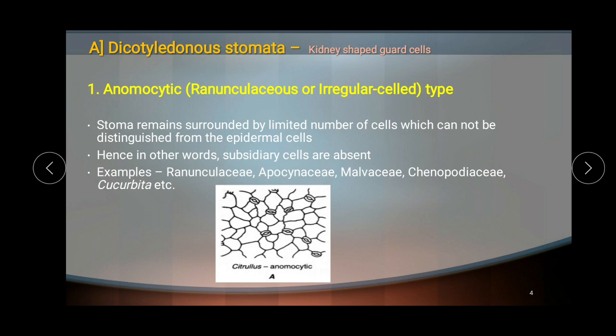This is the first type, which is called anomocytic or irregular celled, because the cells are irregular. There is no perfect shape or size.